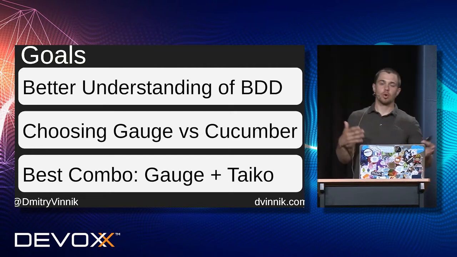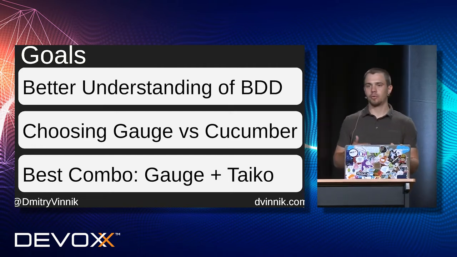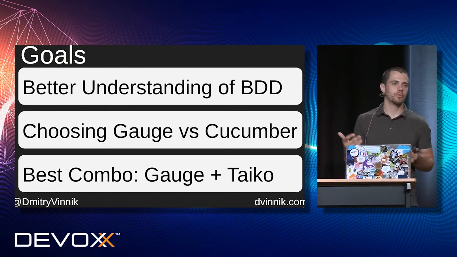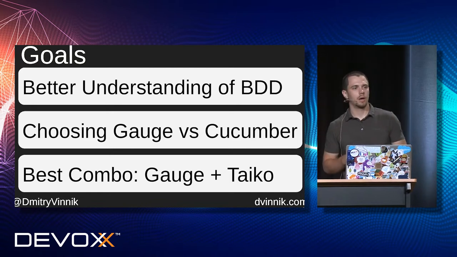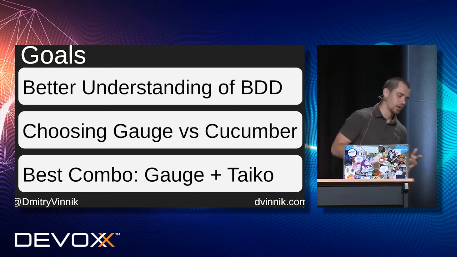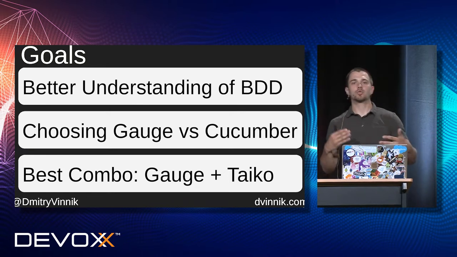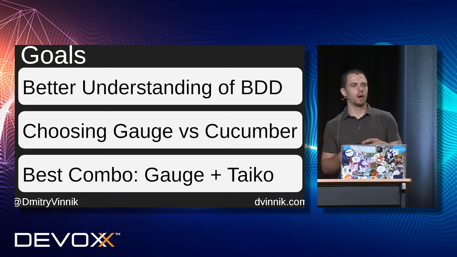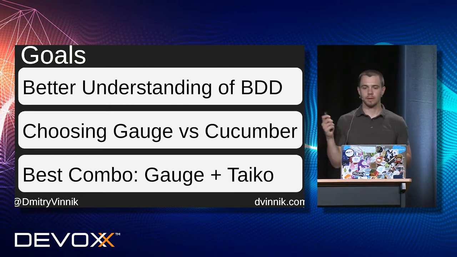Then we will discuss the Gauge in relation to Cucumber. It's one of the most popular behavior-driven frameworks, especially for the Java ecosystem. And last but not least would be touching bases on the Gauge as well as Taiko, and where Taiko helps you to automate your product testing.